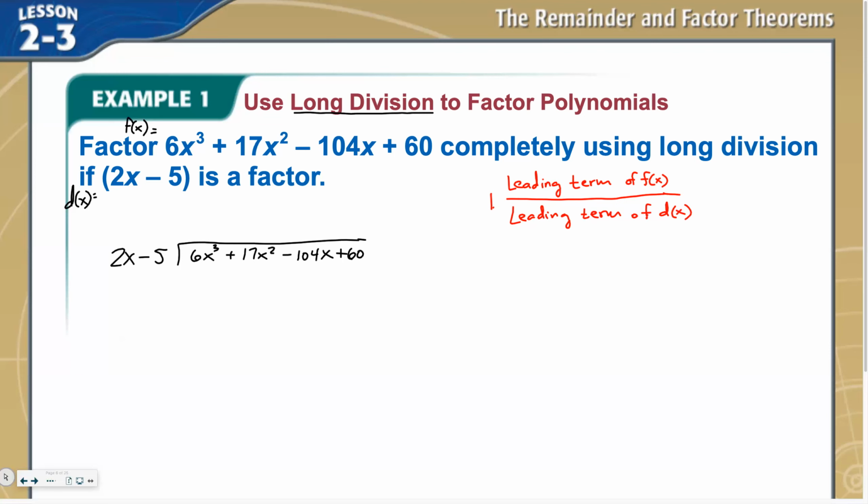So that's going to be our first step. Question for you: as you look up here, what is the leading term of this function f of x? 6x cubed. Don't write this red arrow yet, I'm just pointing out that's the leading term. And what's the leading term of the divisor? 2x. And so we're going to divide those.